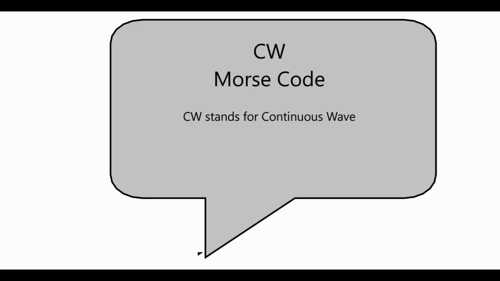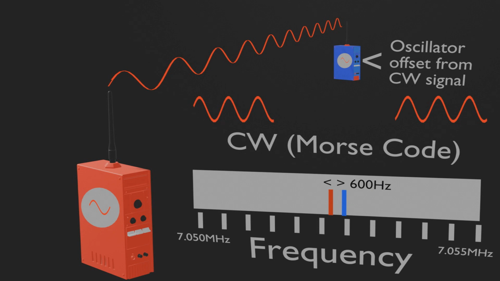CW, continuous wave, is the original modulation. It is used for Morse code. A continuous radio wave transmission is simply turned on and off. The modulation only occurs at the receiver so that the dots and dashes can be heard.